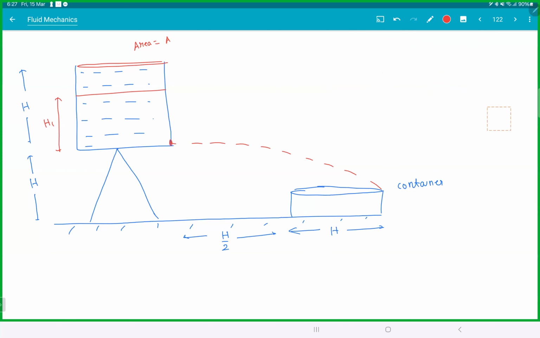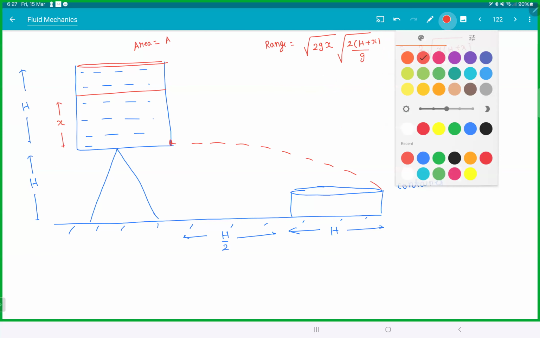Actually, wait, I'll do something better. Let this be x. So range will be root over 2gx into root over 2h plus x by g. So that will be 2 root over x into h plus x. This is the range as a function of the height.